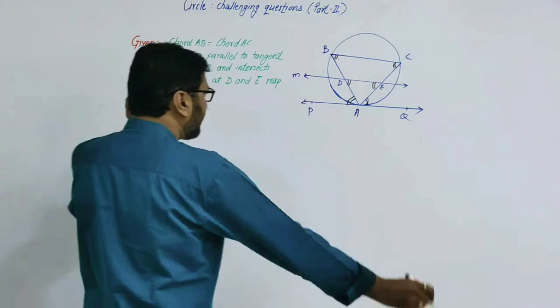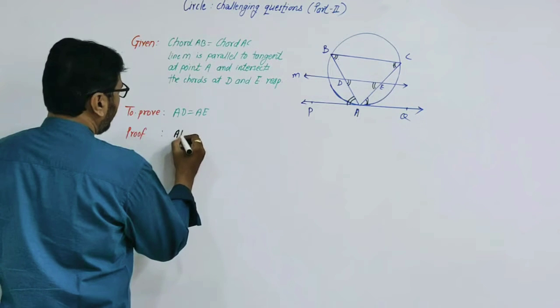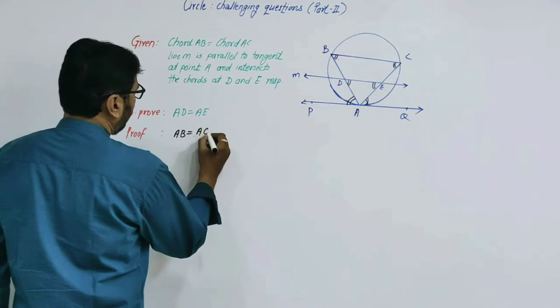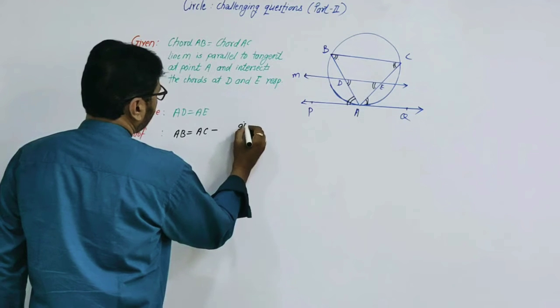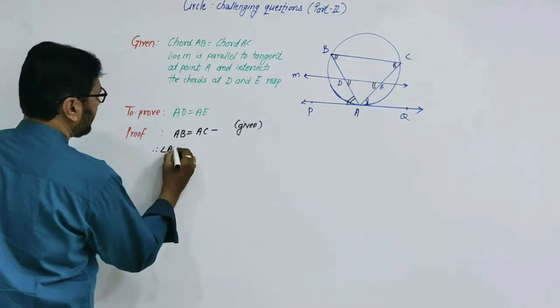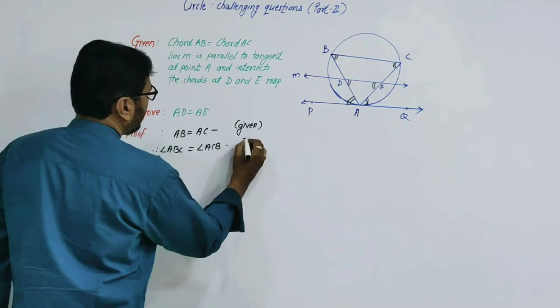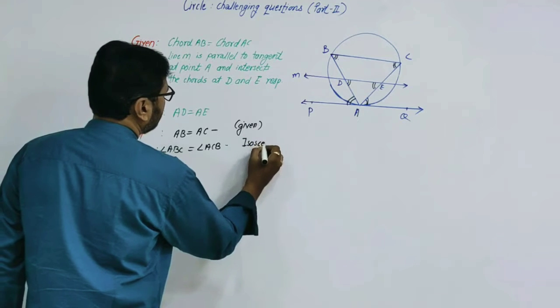See how to write. We know AB is equal to AC, given. Therefore, angle ABC is equal to angle ACB, isosceles triangle theorem.